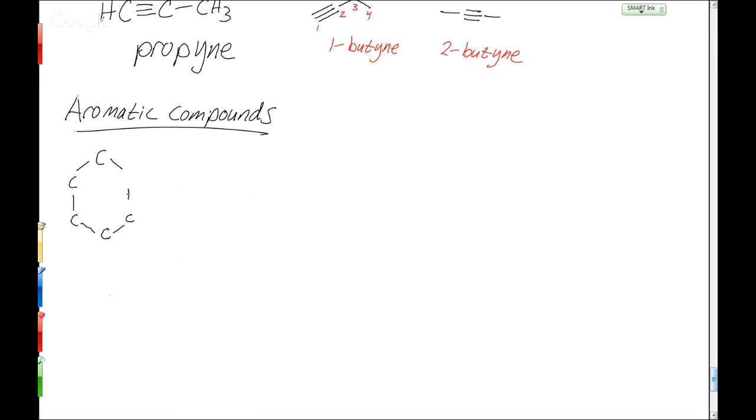And let's take a look at a 6-membered carbon ring. Normally we would call this cyclohexane. But something special happens if it has alternating double bonds all the way around the ring. So instead of single bonds, you've got double bonds alternating like that. And then there would be a hydrogen on each carbon.